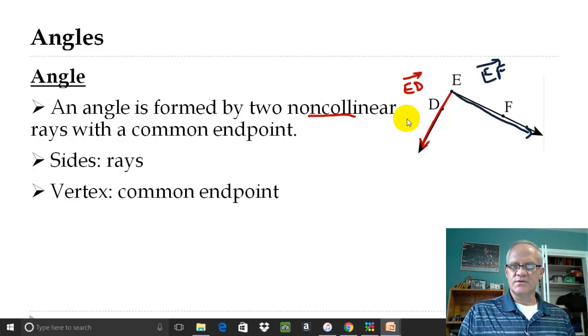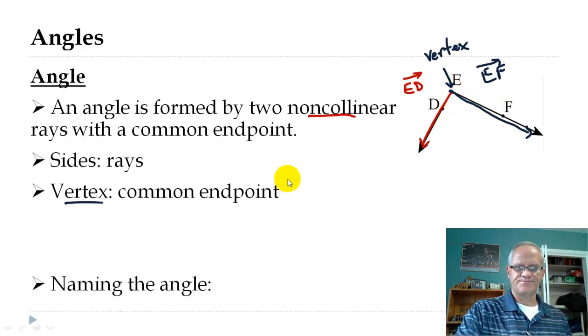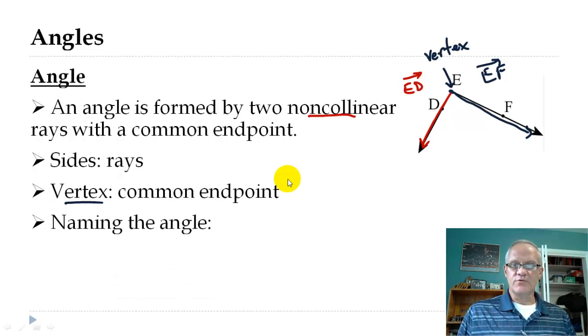Now, this is something that you may or may not have heard of before, vertex. Okay, vertex is the common endpoint. So basically, point E right here, that point right there, that's what's called the vertex. That's the point of the angle. That's the point where the two sides come together. That's called the vertex.